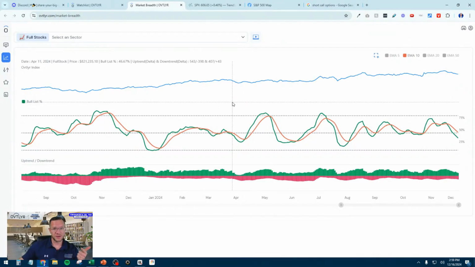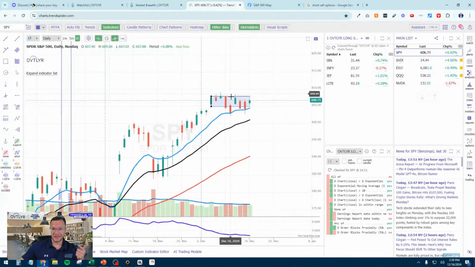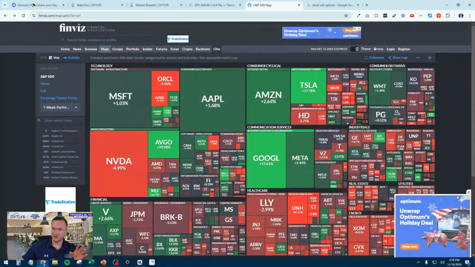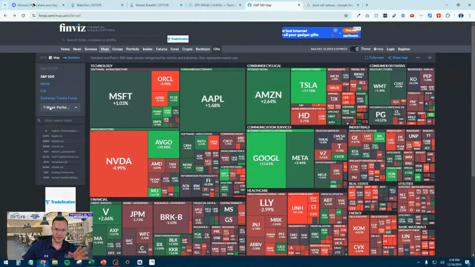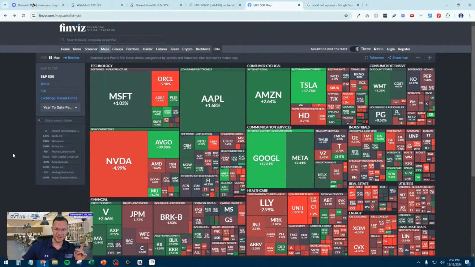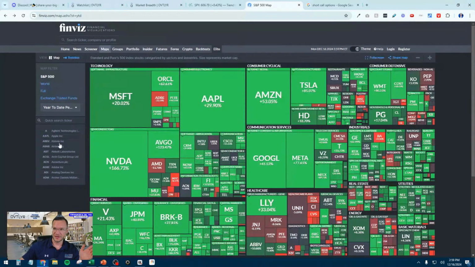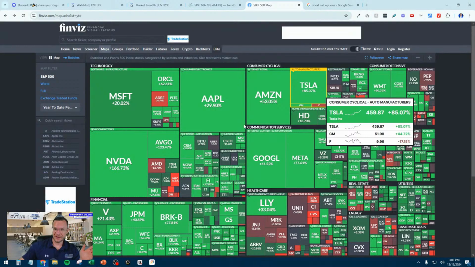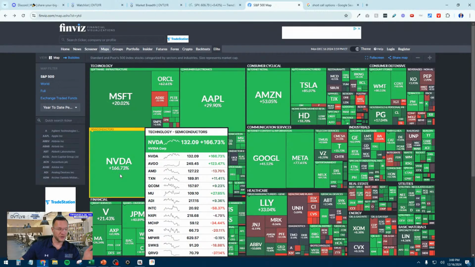We've got a sell signal on the SPY, and yet the market is still flirting with new all-time highs. Where I'm really concerned is if you look at an S&P 500 map over last week. I was trying to find month to date, that's what I'd really like to see. By the way, year to date is crazy. Look at these numbers: Amazon 53%, Tesla 85%, Microsoft 20, 166 on Nvidia.